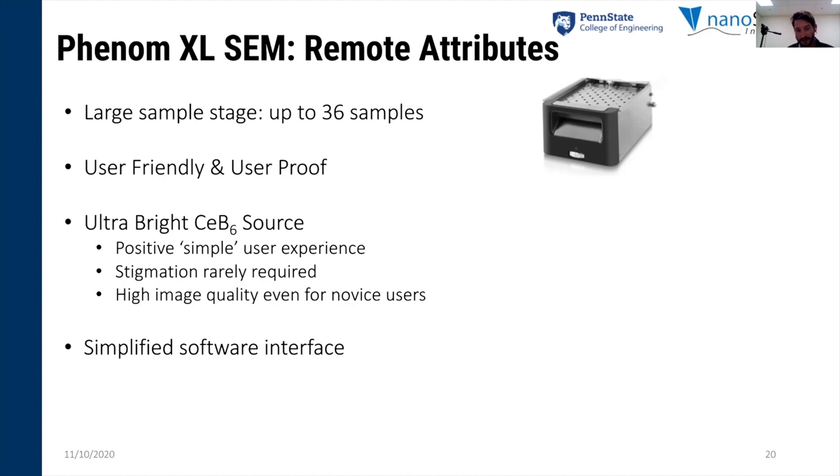Then you would just need to go in one time, load their 36 samples in there, and then you could do remote access and allow 36 different students to run the system without even needing to go back in and exchange a sample. So that's really nice. We also have high throughput. If you did need to take the sample out and put it back in, it's going to take less than a minute or two.